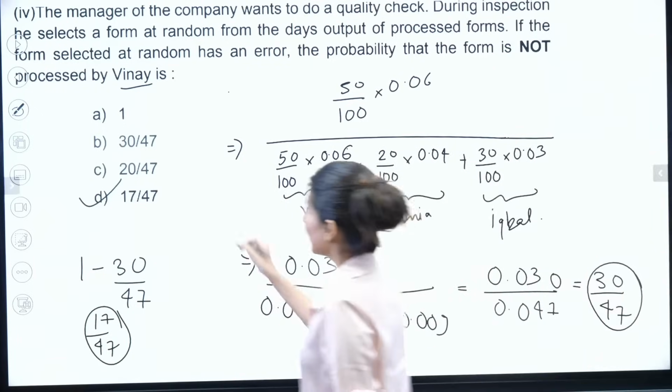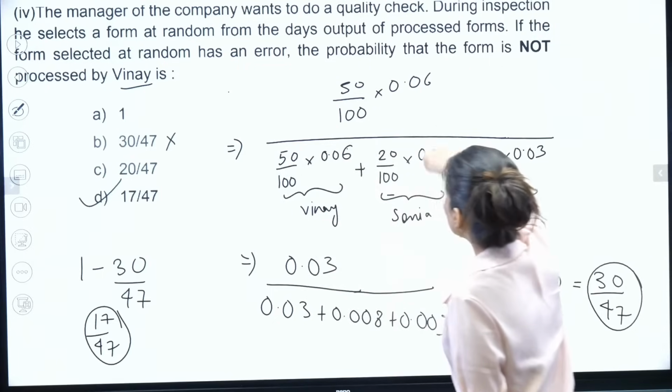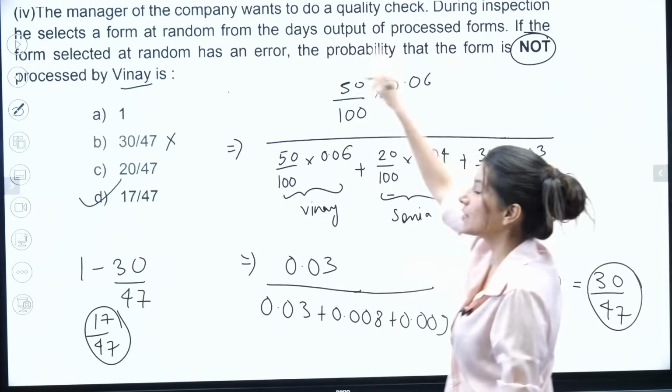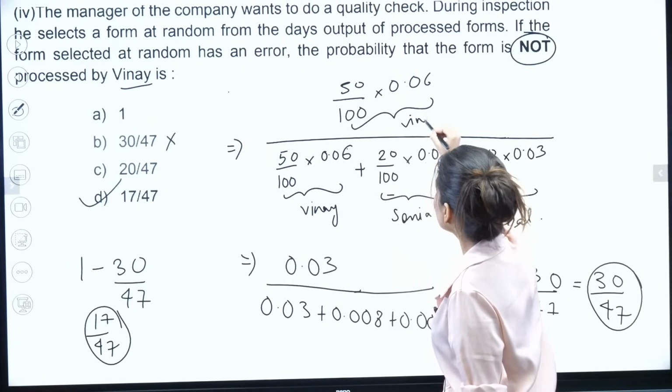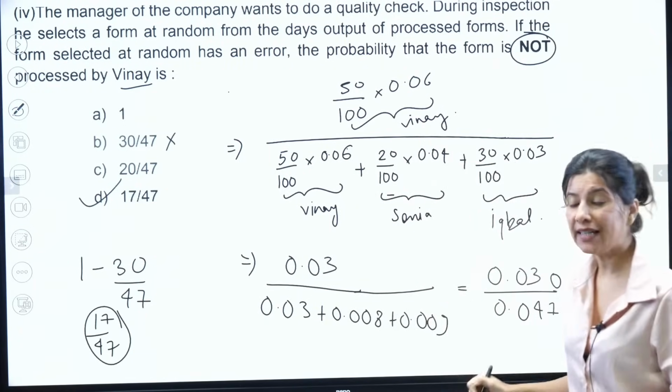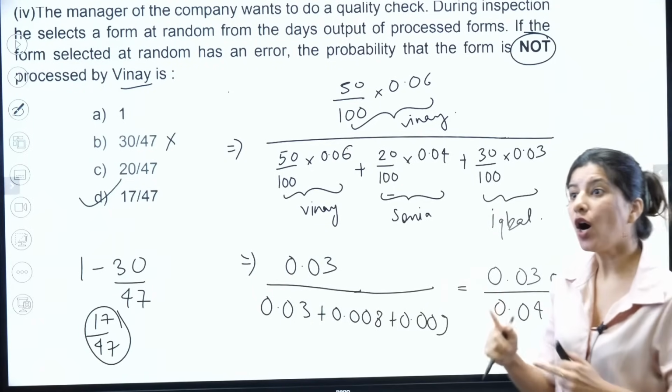Option D, right? Not this. Why? Because what we have, can you see, is not processed by Vinay. What we did is Vinay's probability. So first we are going to calculate Vinay's probability and then 1 minus it.